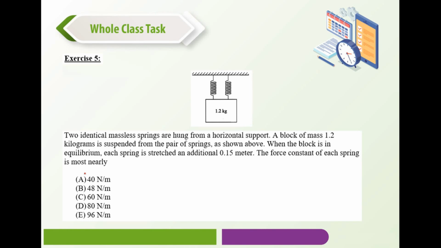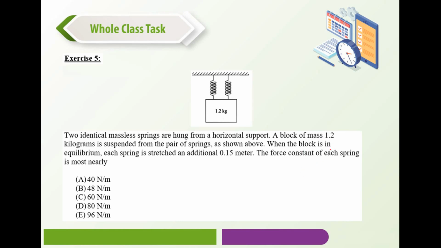Now exercise 5. Two identical massless springs are hung from a horizontal support. A block of mass 1.2 kg is suspended from the pair of springs as shown above. When the block is in equilibrium, each spring is stretched an additional 0.15 meters. The force constant of each spring is most nearly.